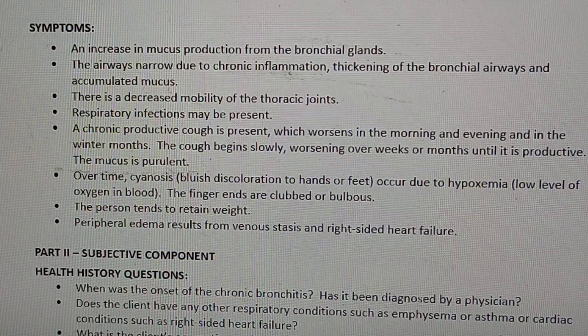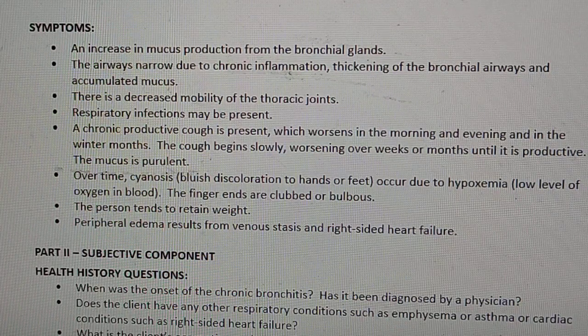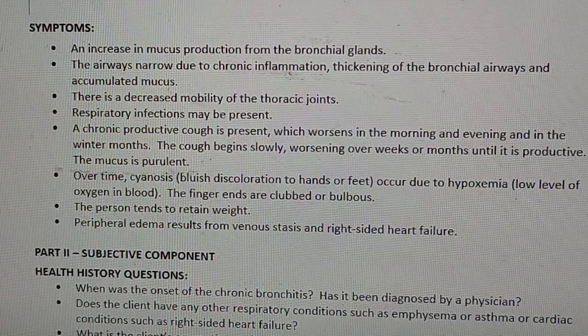This is a chronic cough which worsens in the morning and evening and in the winter months. So it worsens in winter months, morning time, and evening time. The cough begins slowly, worsening over weeks or months until it is productive and the mucus is purulent. Purulent mucus contains pus, which is usually yellow or green in color. It's mucus with pus.